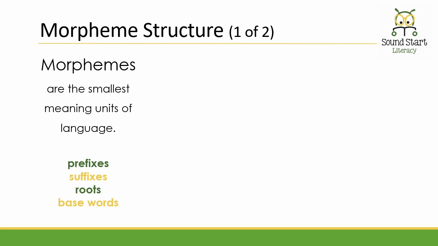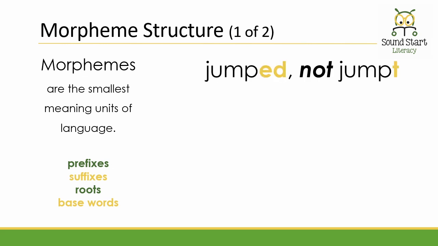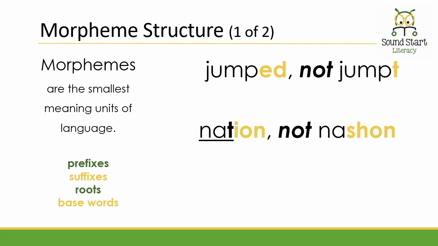First, we'll look at morpheme structure. Morphemes are the smallest meaningful units of language. They include prefixes, suffixes, roots, and base words. These morphemes can create challenges in our spelling system. For instance, when we write the word jumped, we hear the t, but we spell it with the ed because ed means already happened. Another example is the word nation.